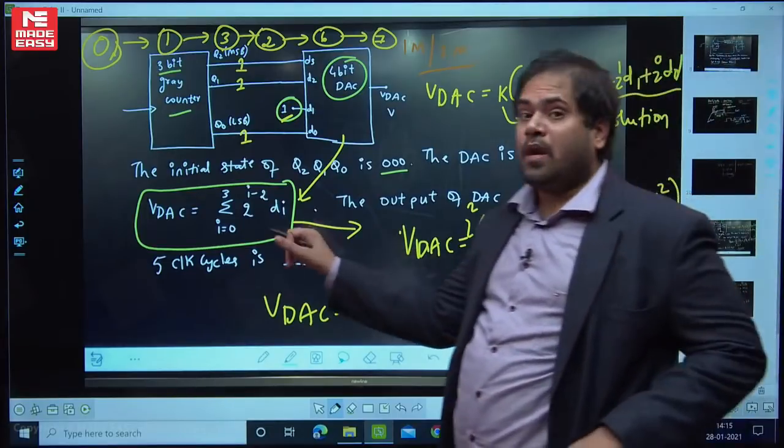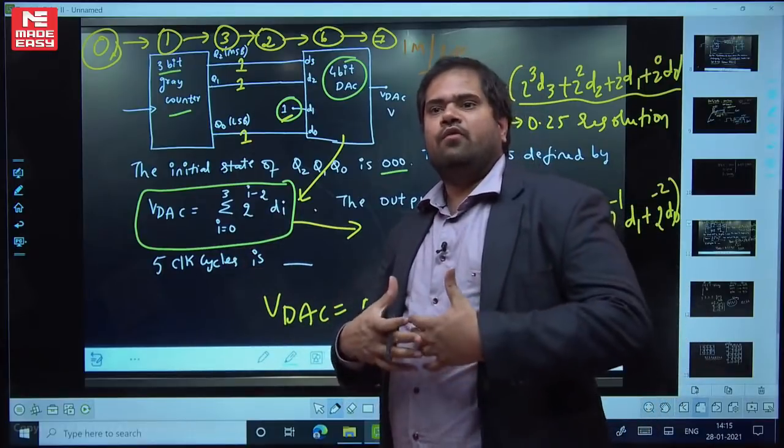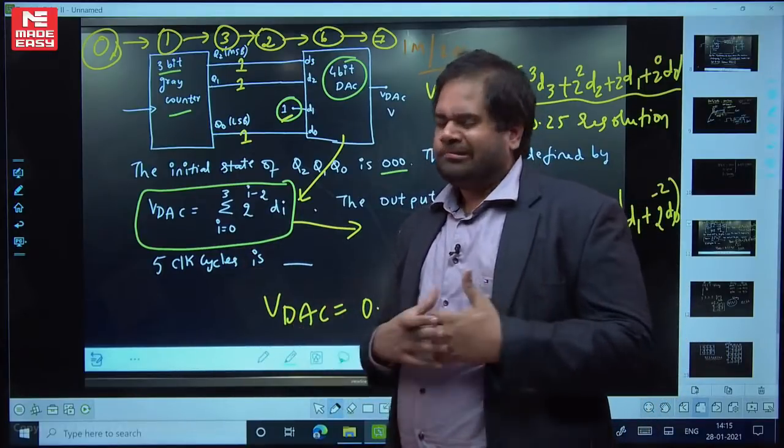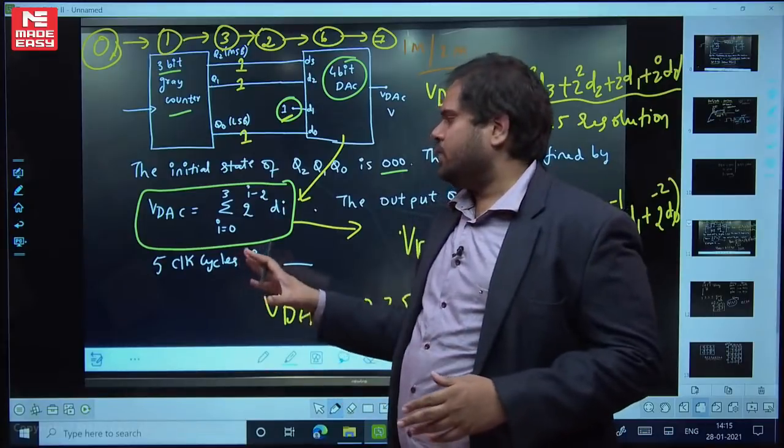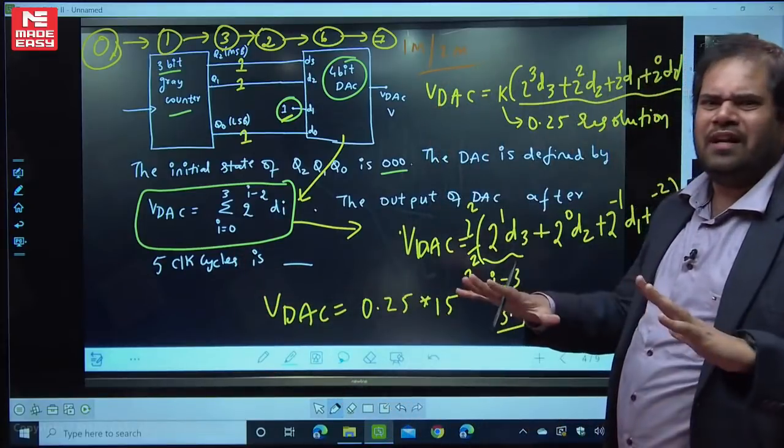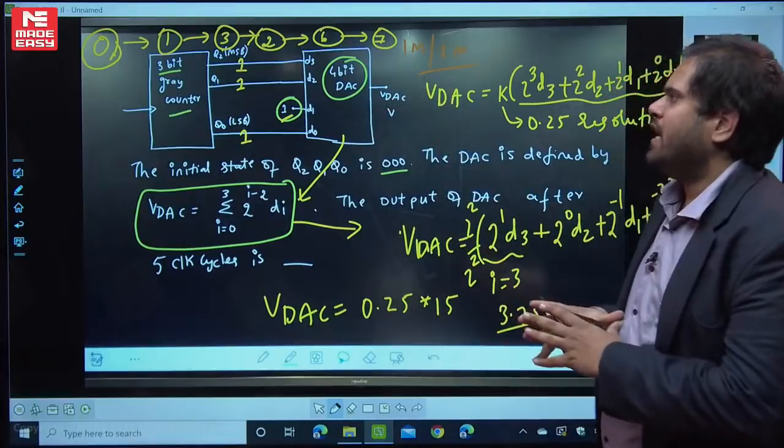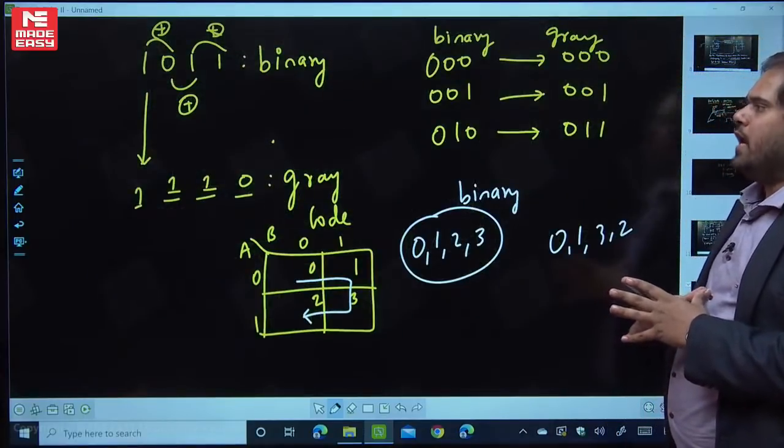Equations can be given, high probability. Don't simply assume that he'll give full scale, he will give resolution. Many times he may not give, he may give like this also, understood? Like this also, not at all difficult. Bring it into standard form. So I gave the gray code sequence, so the answer is this please.